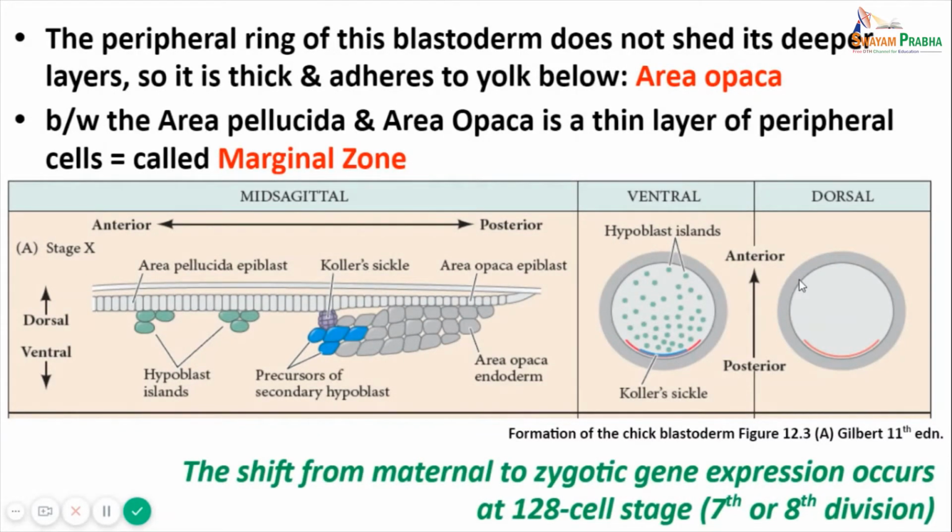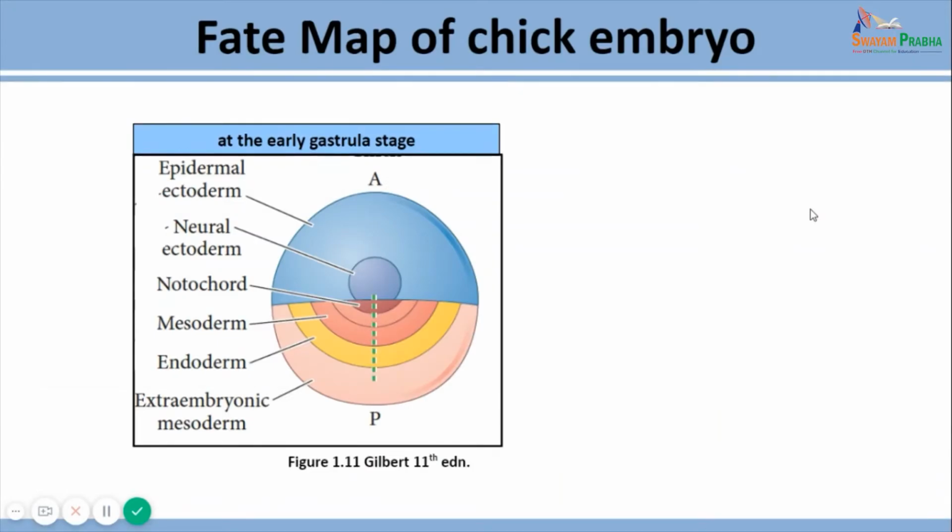The shift from maternal to zygotic gene expression during the development of a blastula occurs at the 128 cell stage, that is around the 7th or 8th division of the growing blastula. This diagram shows the fate map of a chick embryo. The fate maps of chicks have been prepared using vital dyes and carbon particle marking. However, the one prepared by using labeled tritiated thymidine is considered the best in terms of fate map studies.